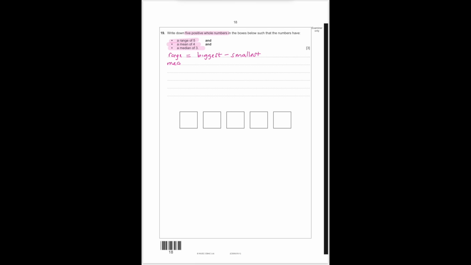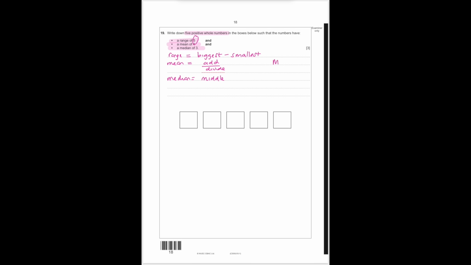That's the difference, that's the spread. The mean is the average, where we add them all together and then divide by how many we have. And then the median is the middle number, okay? So we need 5 positive whole numbers that meet those criteria. So we want our biggest and smallest numbers to have a difference of 5. We want the mean to be 4 and the median to be 3.